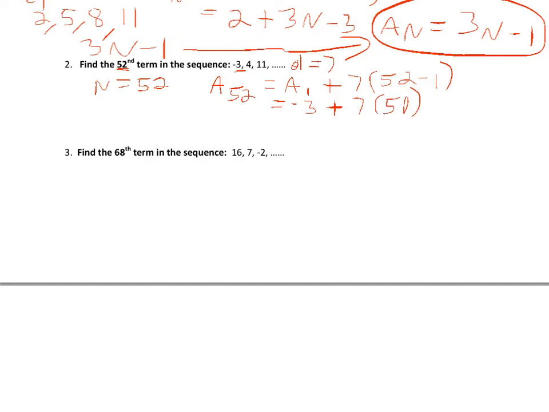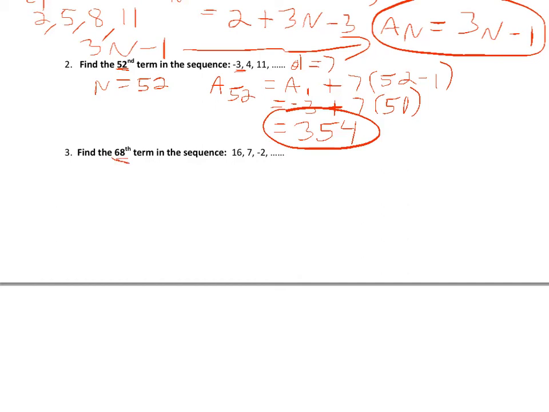And then you could just plug this in your calculator, and if you did negative 3 plus 7 times 51, it gives you 354. So that is the 52nd term in the sequence. A lot easier using the formula than just keep adding 7 to it. Could you do it? Yeah, you could do it, but it's going to take you forever. Just use the formula.